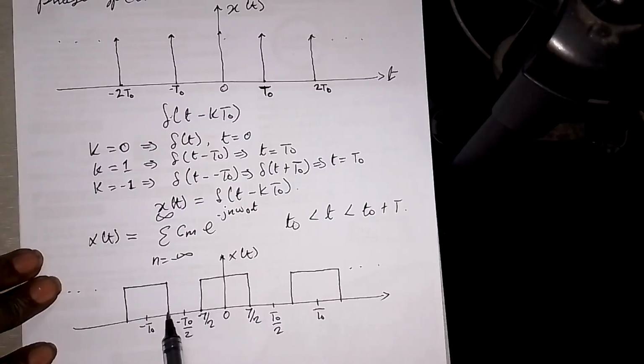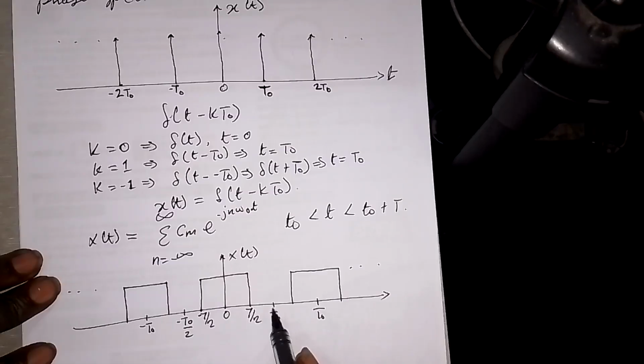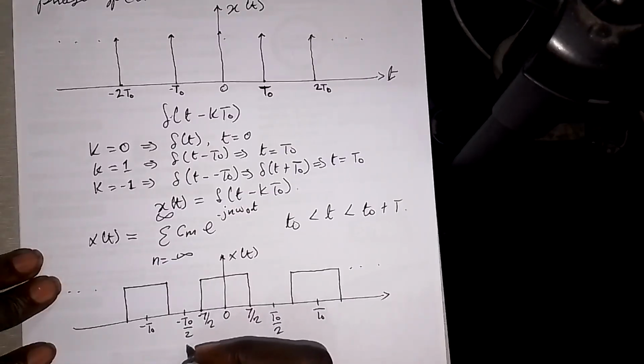It can also be from here to here, but I don't know the coordinates here. Okay, in that case, I'll choose from minus T naught on 2 to T naught on 2. Because if here is 0 and here is T naught, then the middle will be T naught on 2, and minus T naught on 2 on the other side. So I'll choose my period to be here.